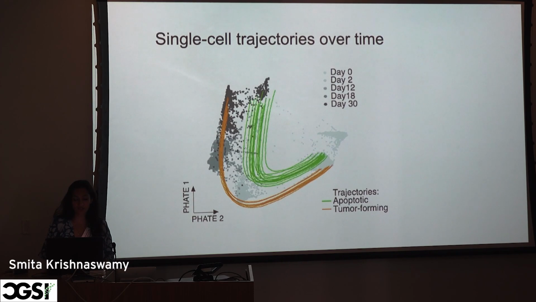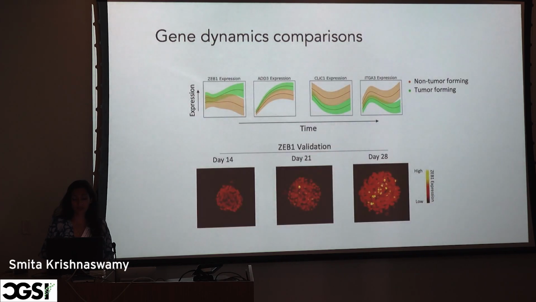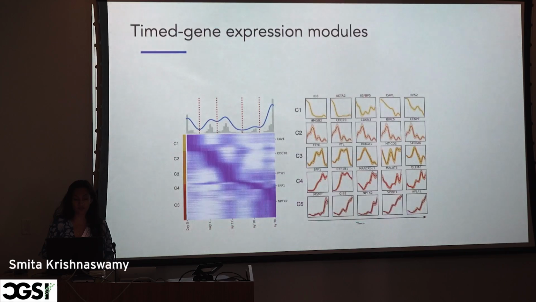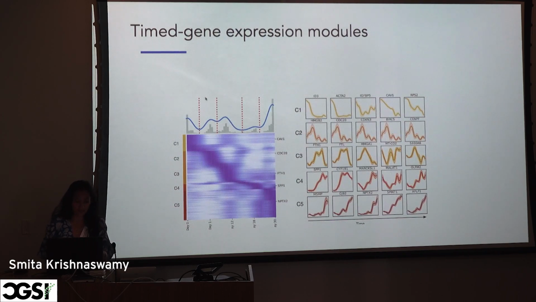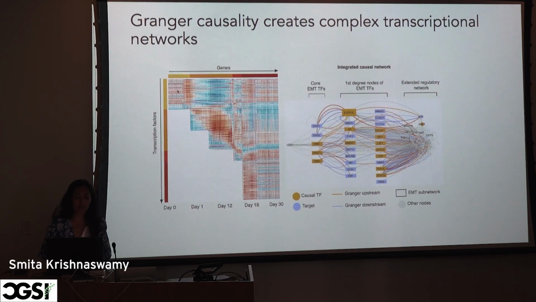So here we have these trajectories over time. We can compare the 2 types of trajectories to see how the gene dynamics are different. We can get these timed gene expression modules that we then used Granger causality with. So the Granger causality is limited. We have these 1, 2, 3, 4, 5 gene expression modules based on when these genes peaked. So we only let genes in the earlier peak cause the ones in the later peak. So that gives you a time ordering of which way the directionality goes.